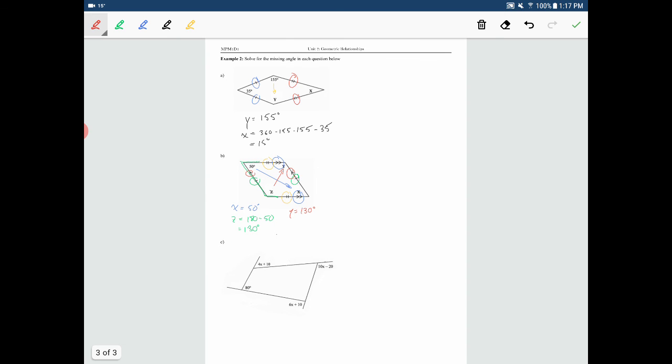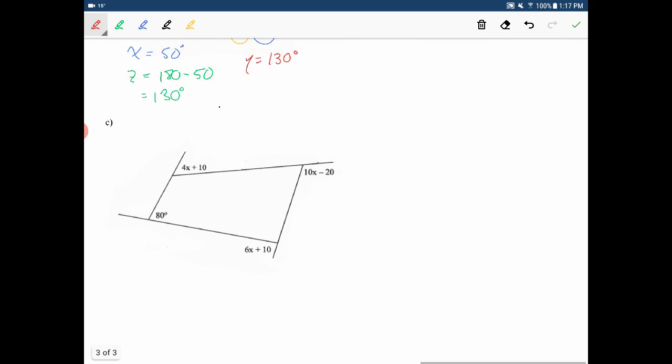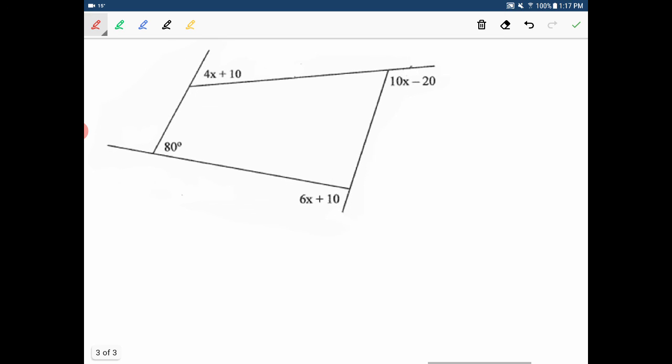All right, and I know what you're thinking. You're thinking these questions are far too easy and there's no algebra involved. So can we do one with algebra? And of course we can.